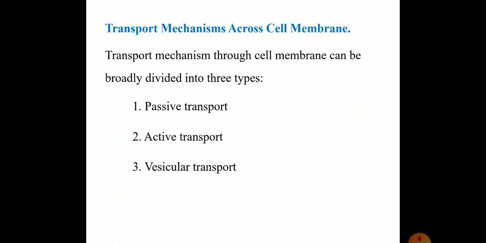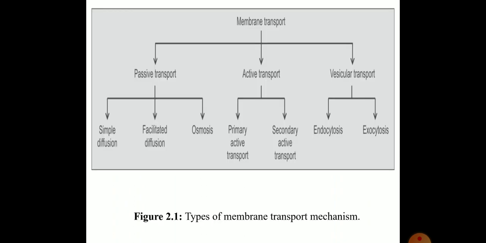The transport mechanisms across the cell membrane are broadly divided into three different types. They are passive transport, active transport and vesicular transport. The flow chart of membrane transport is in this way, that is, it is divided into passive transport, active transport and vesicular transport. Passive transport is a type of transport which occurs without involvement of the energy that is produced by the hydrolysis of ATP. Active transport is the type of transport which occurs with the involvement of energy that is produced by the hydrolysis of ATP. Vesicular transport occurs by endocytosis and exocytosis.